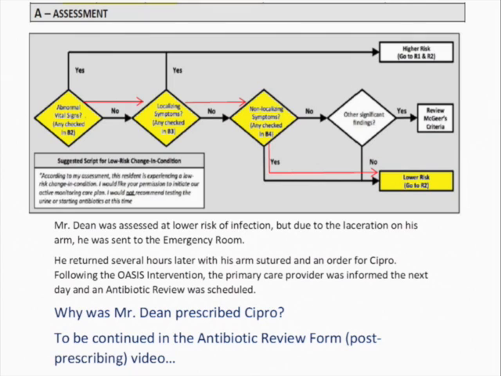Using the risk assessment section, Mr. Dean was assessed to be at lower risk of infection, but was sent to the emergency room due to the laceration on his forearm from the fall. Several hours later, Mr. Dean returned to the facility with his arm sutured and an order for Cipro. Following the OASIS intervention, the primary care provider was informed of the antibiotic start the next day, and the antibiotic review was scheduled. Why was Mr. Dean prescribed Cipro? To find out, watch the OASIS intervention antibiotic review post-prescribing video.